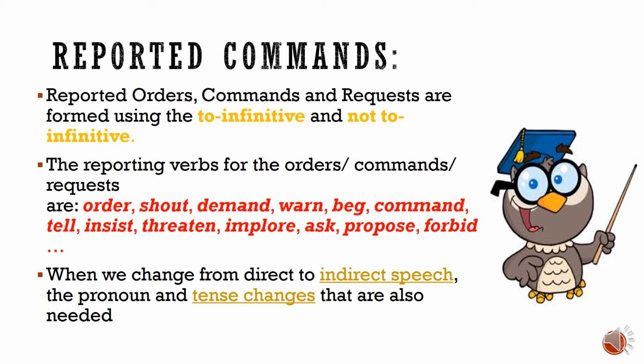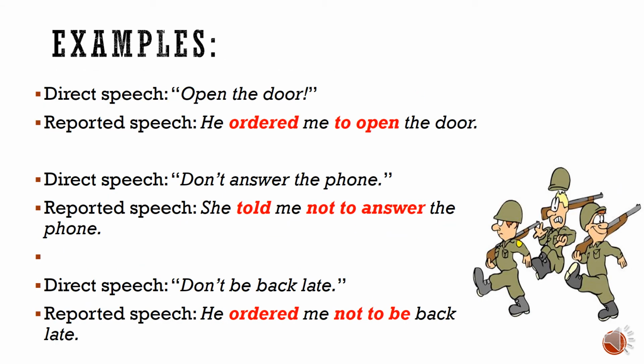So again, when we change from direct to indirect speech, we have to change the pronouns and the tense of the verb as well. Now, here we have some examples. Like "Open the door," this is a direct speech or direct command. The reported speech is, "He told me," or "He ordered me to open the door." So I added "ordered" and "me," which is the object pronoun. Then I added "to" plus "open," which is the infinitive verb.